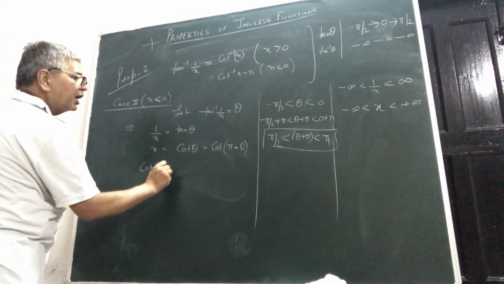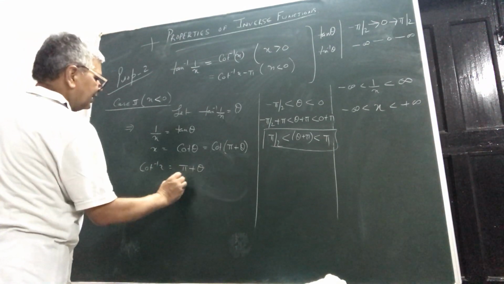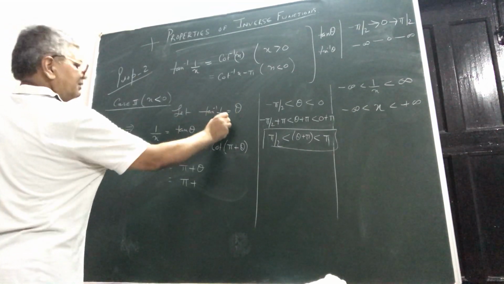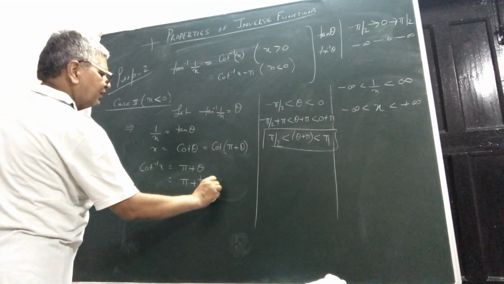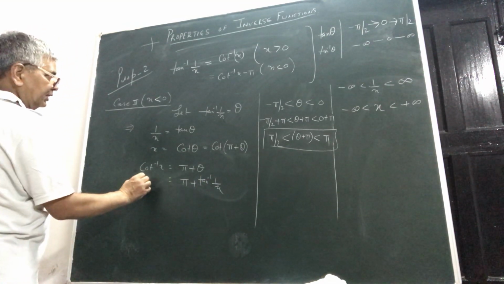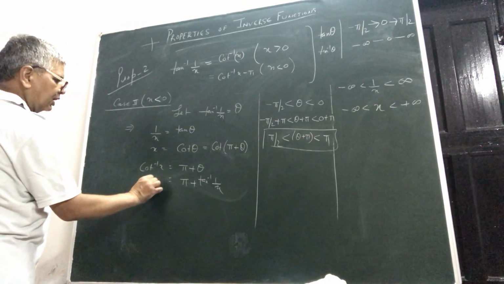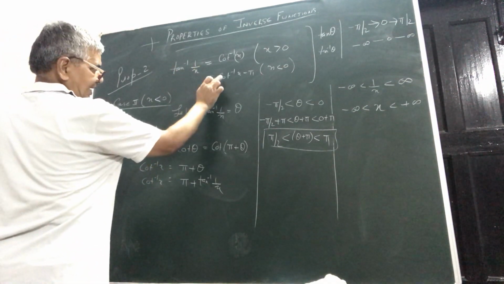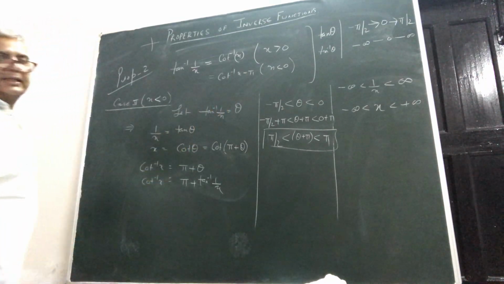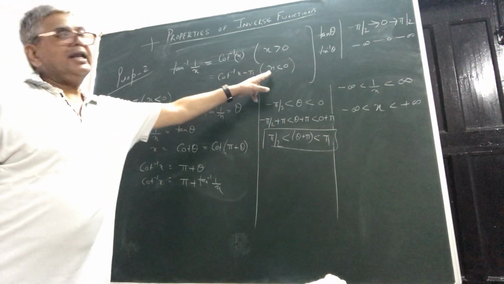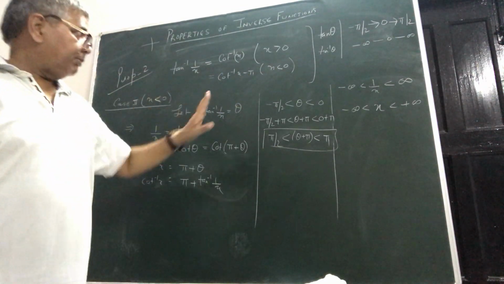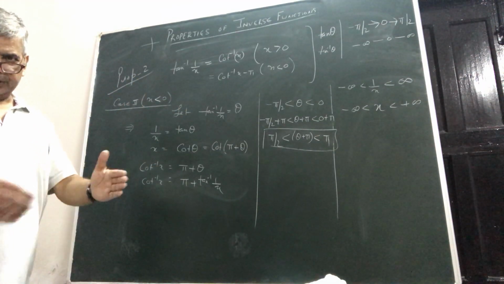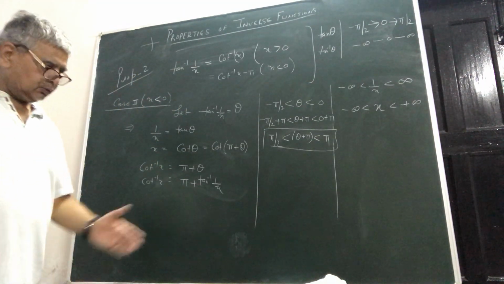Now you can write cot inverse x is equal to pi plus theta, and theta is tan inverse 1 by x. So your property is proved. This is cot inverse x, and if you bring this to this side, you get this result: tan inverse 1 upon x is equal to cot inverse x minus pi, when x is less than 0. This property is not given in your book, so please understand it. This sort of analysis we will be doing in almost all the good questions.